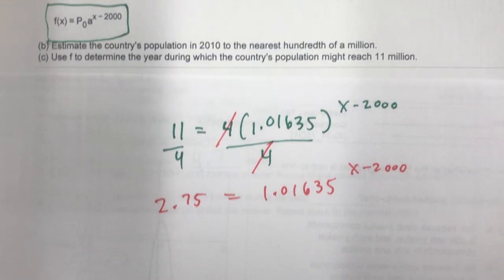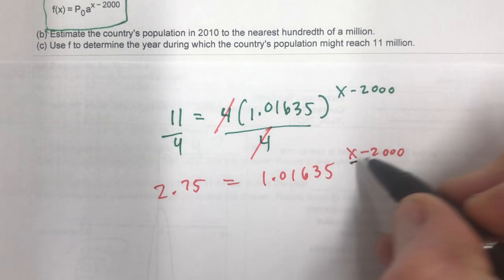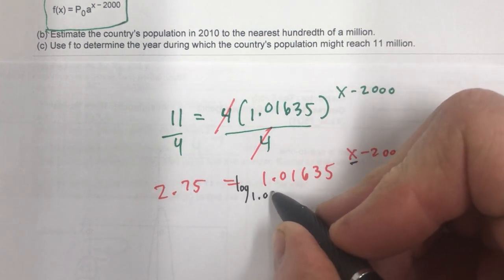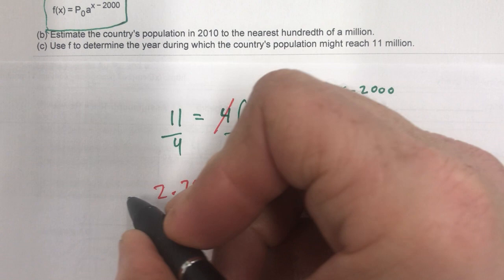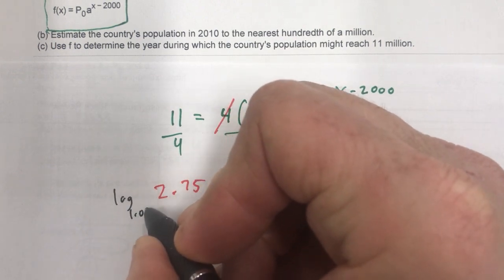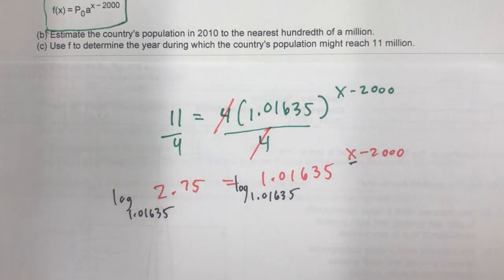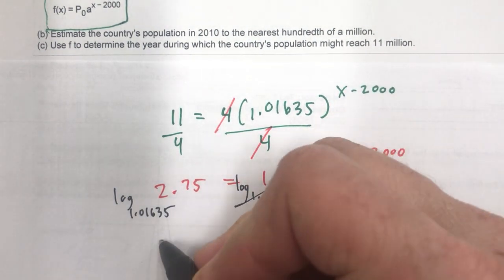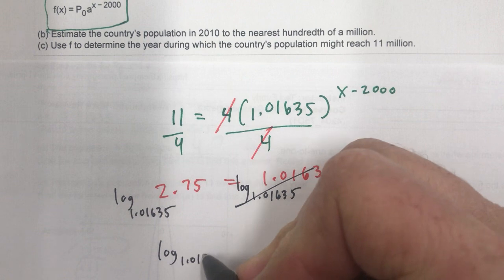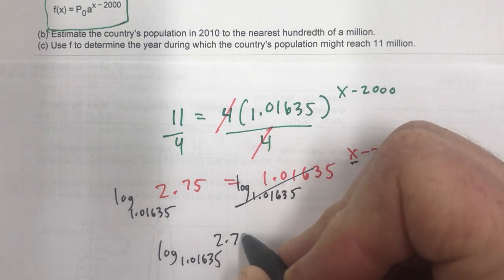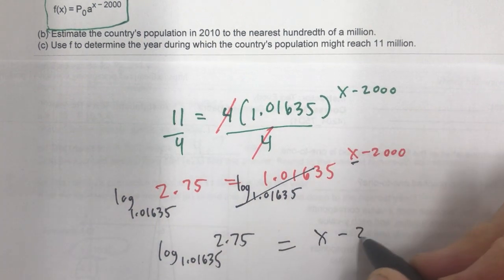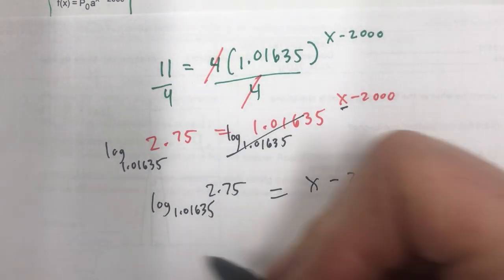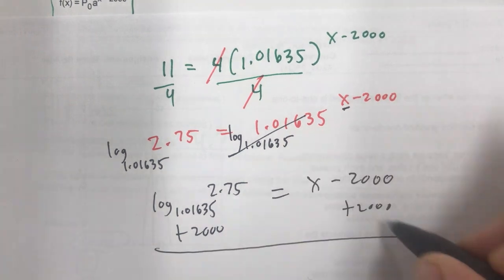Okay, and now we've got our x in the exponent here, so that means I'm going to have to do a log of this base, 1.01635. Log of that base, 1.01635. And this will cancel off here. So log base 1.01635 of 2.75 equals x minus 2000. And so I'll add 2000, and that's x.